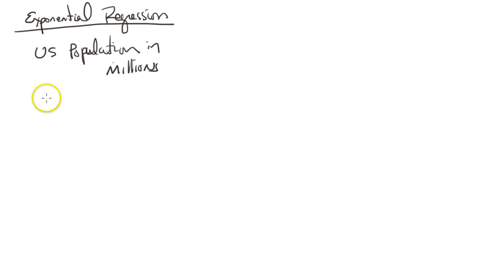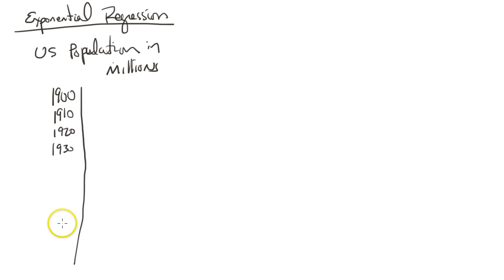Okay, so here's the chart. It says 1900, and it counts by 10. So 1900, 1910, 1920, 1930. And do that till 2000.